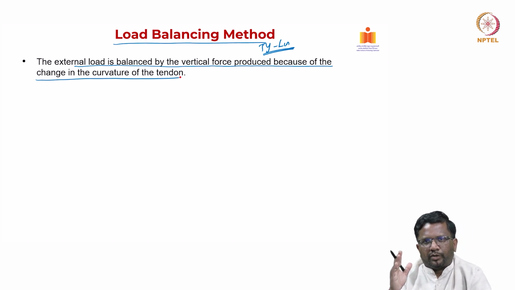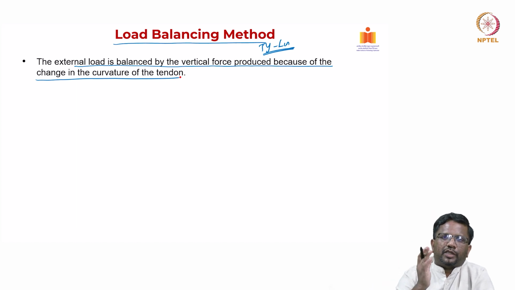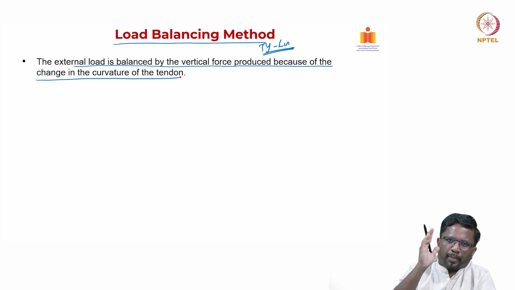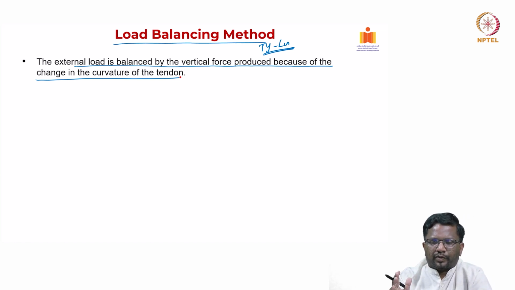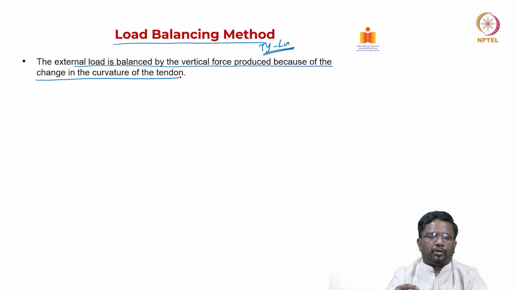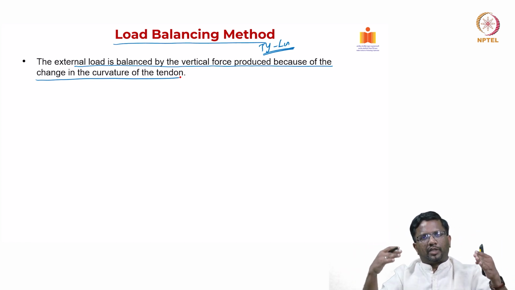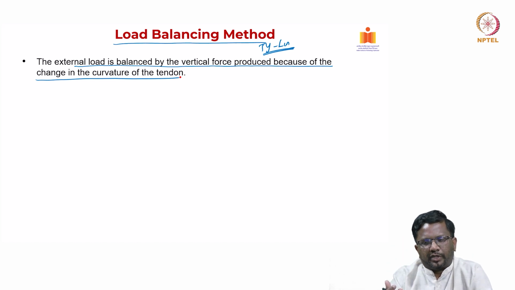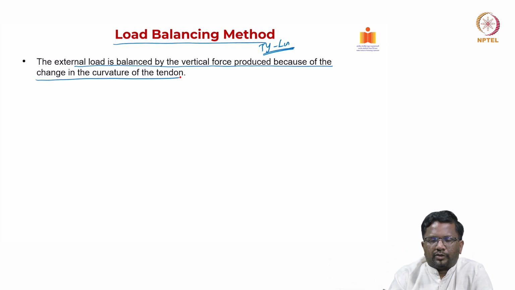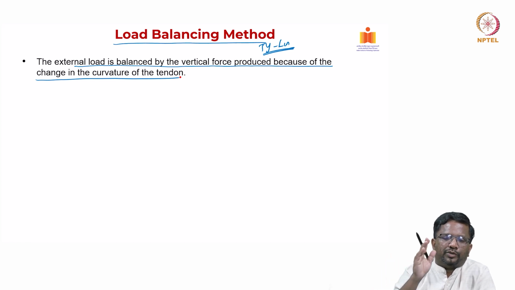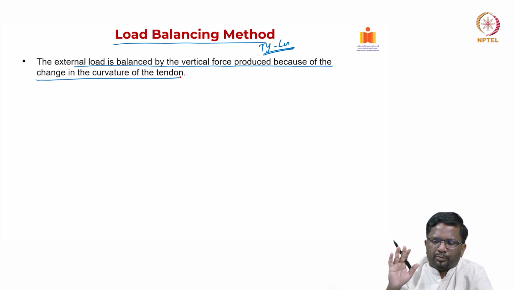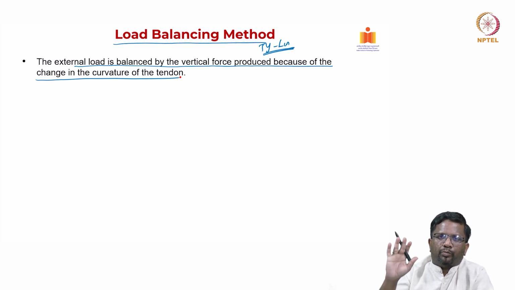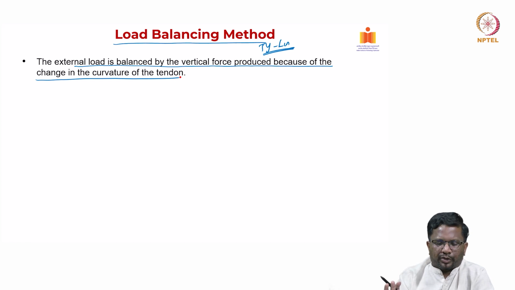The vertical component will be generated only when there is a change in the slope of the cable profile. Wherever there is a change in cable profile, a vertical component will come. When there is no change in the cable profile, you will only get a horizontal component. But a horizontal component at an eccentricity will create a moment opposite to the action of your external loads. That is the reason for a parabolic cable profile: you generate a uniformly distributed vertical load pushing the beam upward for a simply supported case.